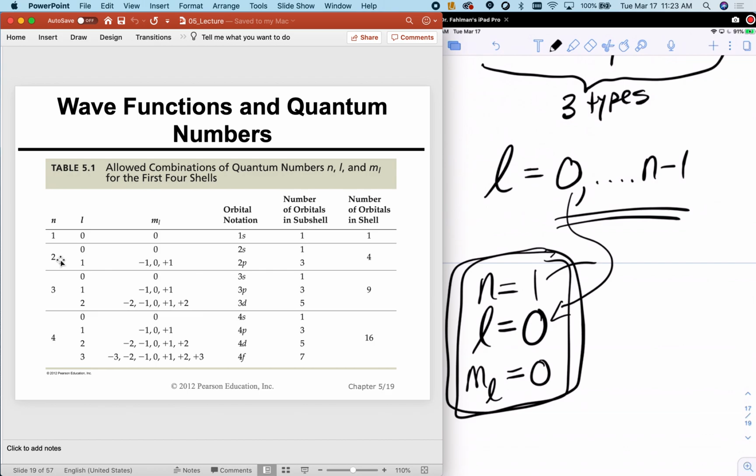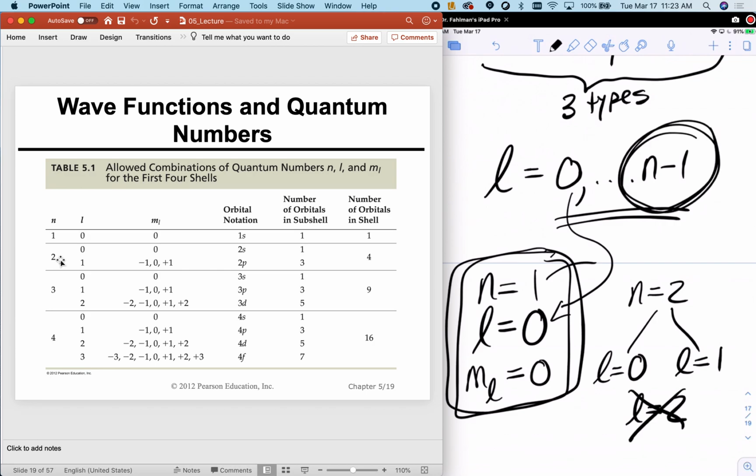For an n of 2, you have 2 possibilities. L can be 0 or L can be 1. And so you will never have an L of 2, because it always has to be 1 less at its maximum. It has to be 1 less than what n is.